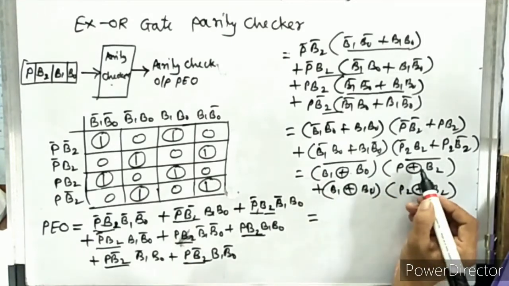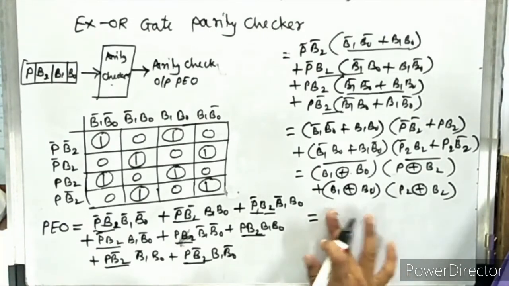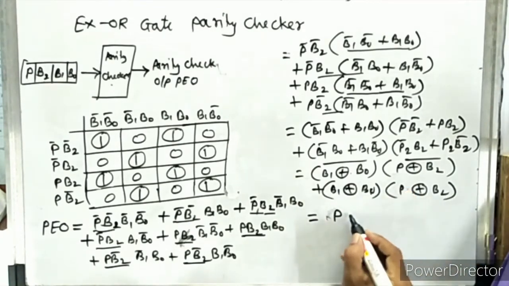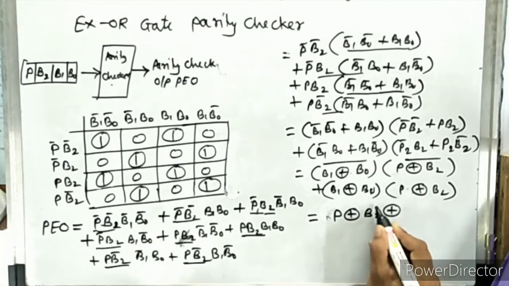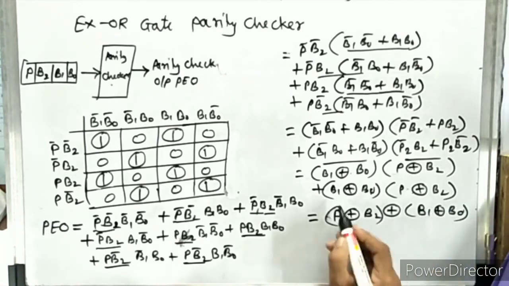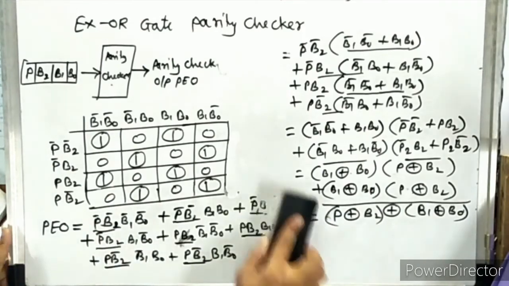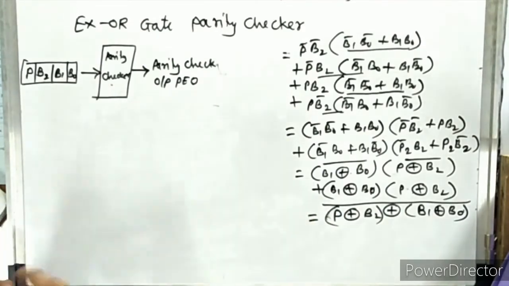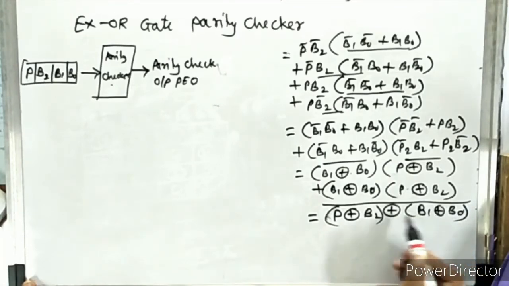So this is the A bar B bar plus AB form. So we can write here P XORed with B2 is XNORed with B1 XORed with B0, and it is bar. So this is the required equation for the parity checker. So here we get the P and B2 XOR operation, B1 and B0 XOR operation, and between these two terms we have an XNOR operation.